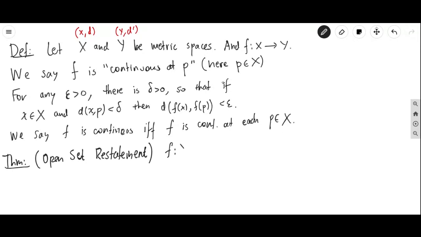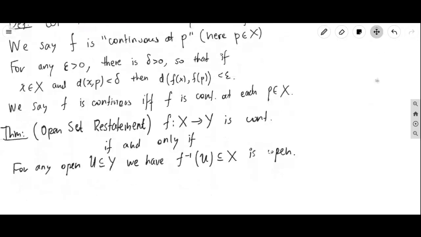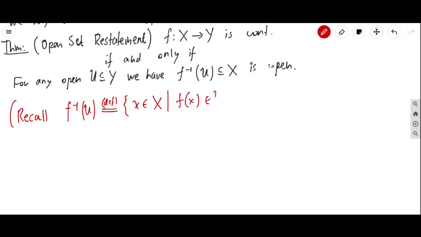So you would say that f from X to Y is continuous if and only if for any open set U subset of Y, we have that the inverse image of that open set, so that's now a subset of X, is an open subset of X. So we proved this for metric spaces. We proved it one direction, and you had an assignment to prove it the other way. Maybe I should just recall what the inverse image is. The inverse image of U, also known as the pullback, is, by definition, points in your set X with the property that f of x is in U.